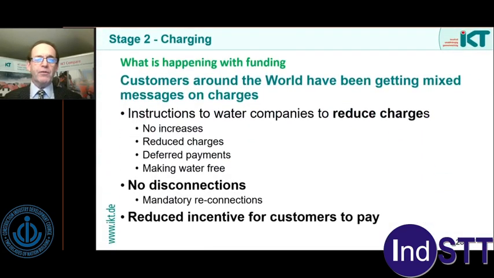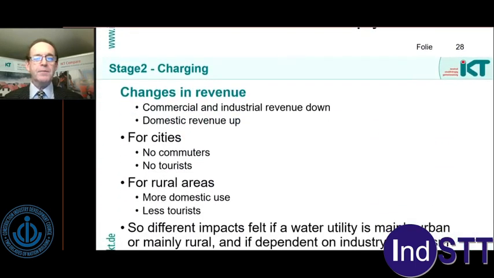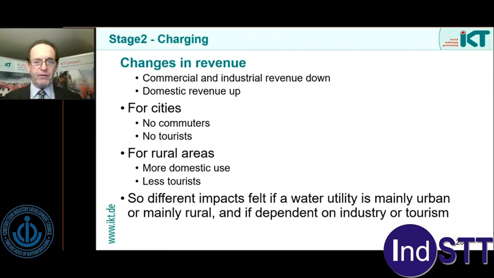Critical for the water and sewage companies themselves, though, is what's happened with their funding. Around the world, customers got mixed messages. So water companies have been instructed variously by governments not to increase charges or to reduce charges, to defer payments, or even make water free, and no mandatory reconnection. So there's been a reduced incentive of customers to pay. And then there have been changes to revenue. So commercial and industrial revenue dropped during closures, domestic revenue went up. If you are a water company in a city, no commuters, no tourists. In the rural areas, more domestic use from people staying at home, but less tourists. So different impacts felt in different places.